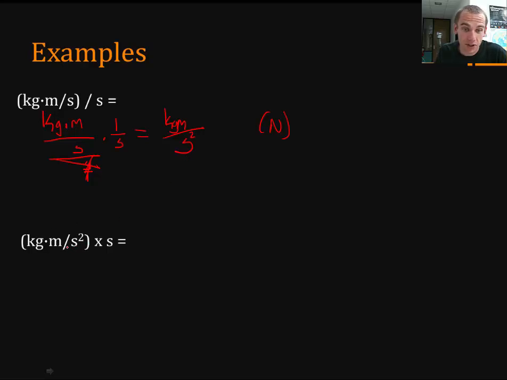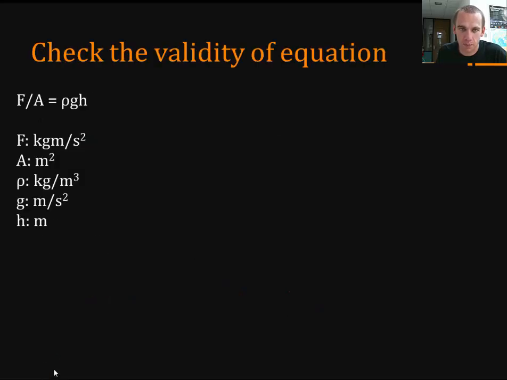Now this one's a little bit different. This is a kilogram times a meter per second squared times seconds. So now I have a kilogram times a meter over a second squared times a second. Well, this is seconds over 1, so this second cancels that square, and I'm left with a kilogram meter per second. Okay? So you treat these units as though they're algebraic quantities, and that's pretty straightforward.